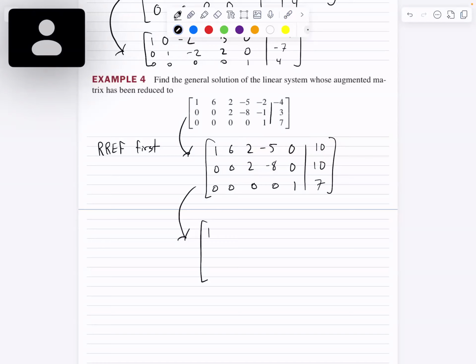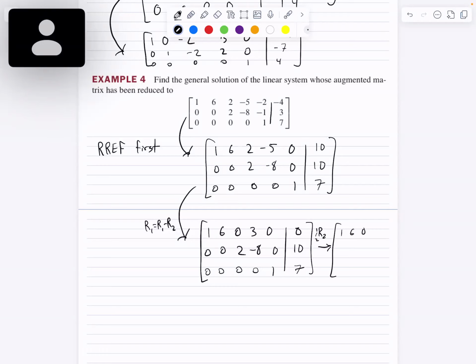So you get 1, 6, and I guess I subtract it. So row 1 equals row 1 minus row 2 is what I'm doing there. So you'll get a 0, 3, 0, and then 0. And then this is 0, 0, 2, negative 8, 0, 10, and then 0, 0, 0, 0, 1, 7. And then the final step is I would just rescale. So row 2 divided by a half to put in reduced row echelon form.